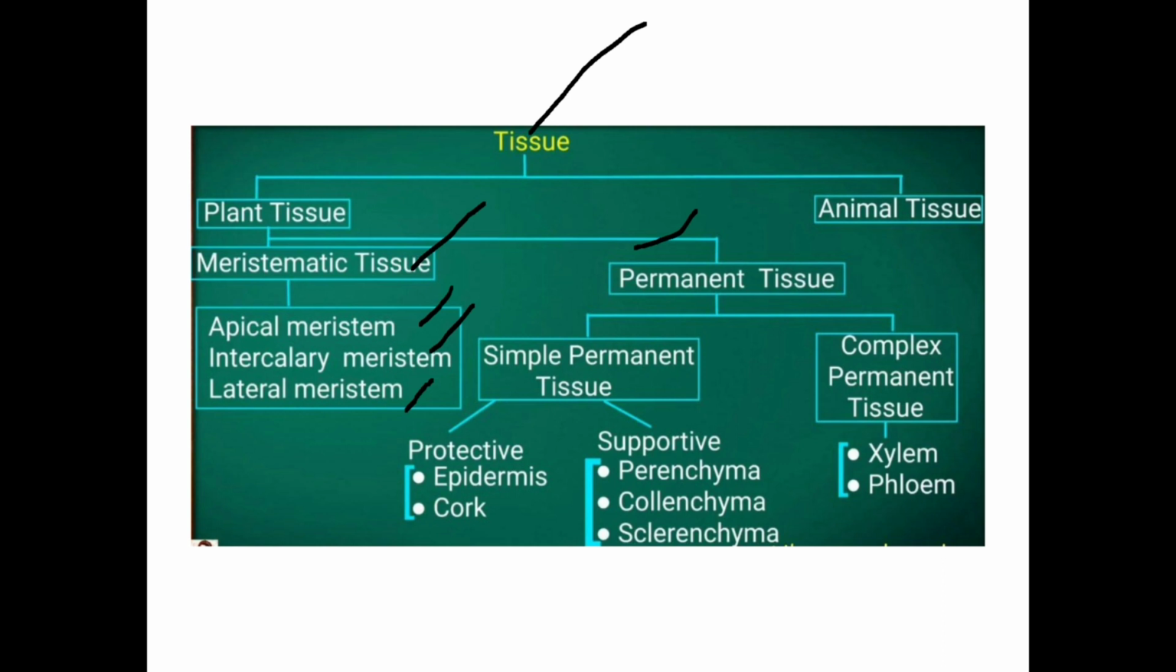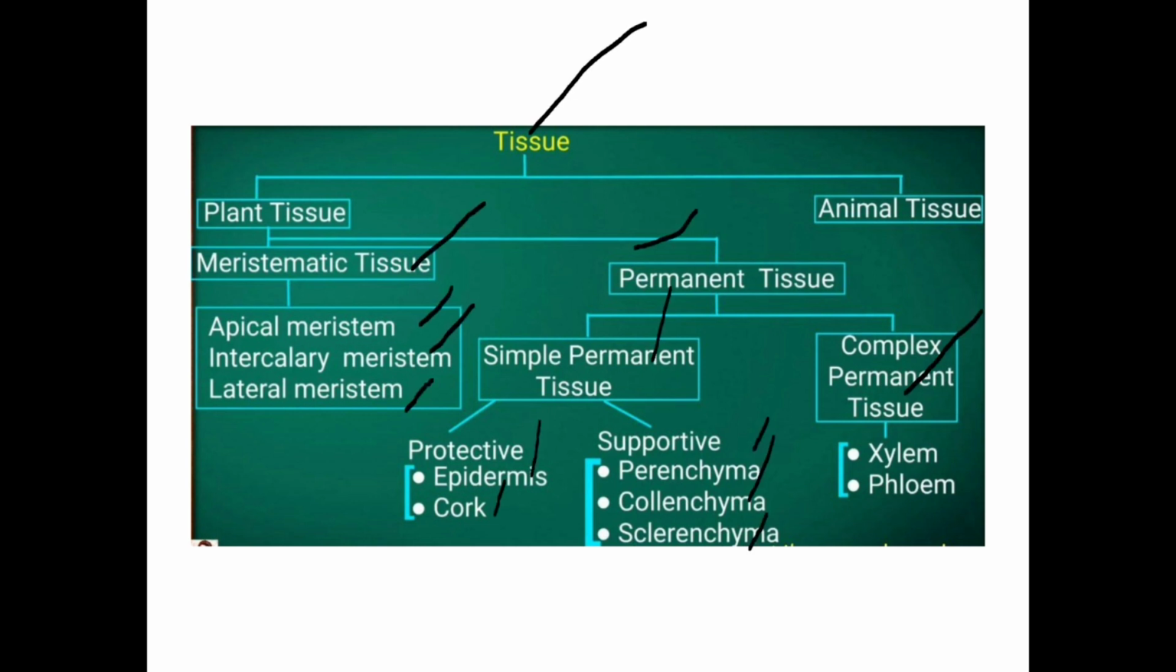Then permanent tissue is again divided into simple permanent and complex permanent. Simple permanent means only one type of cells is there, the structure will be one type. And complex means more than one type of cells will be present. Simple permanent tissue is again classified based upon function. If it is a protective function, it is divided into epidermis and cork. If it is for the supportive function, it is parenchyma, collenchyma and sclerenchyma.